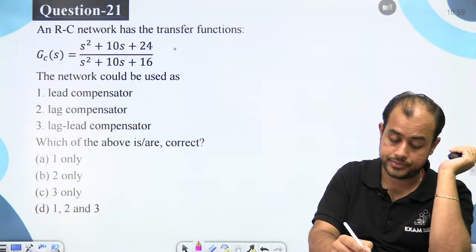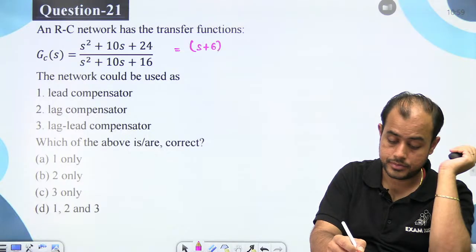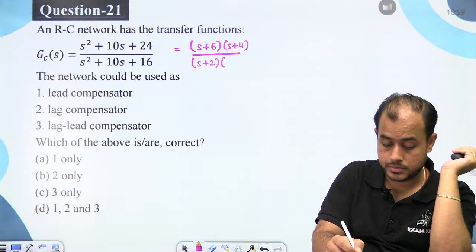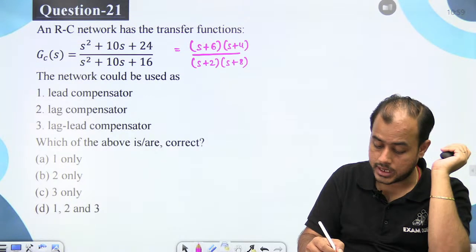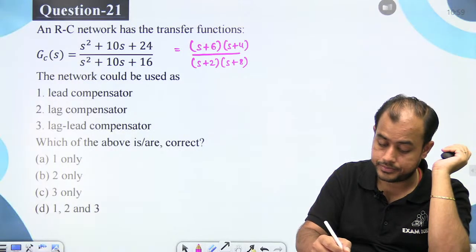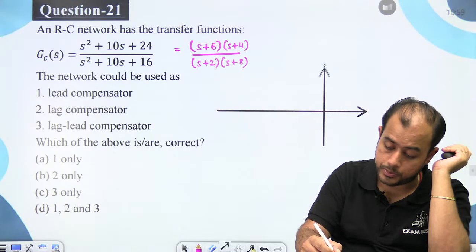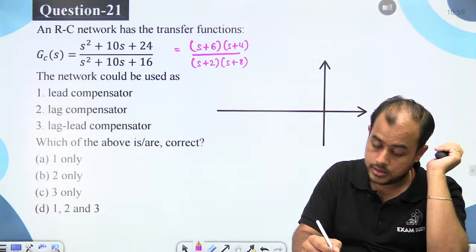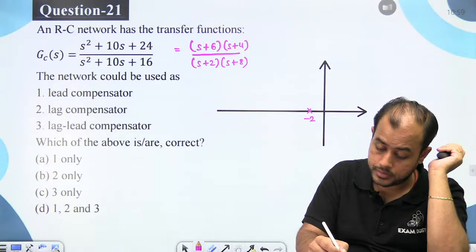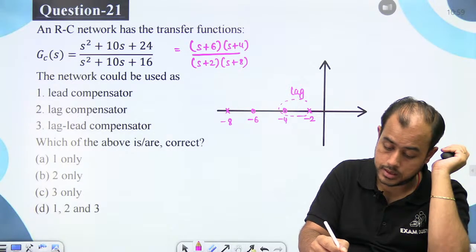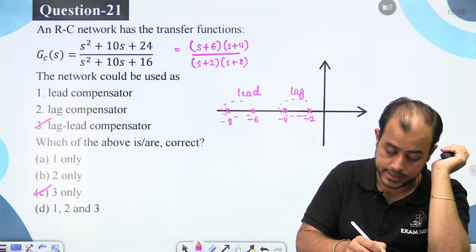ESE 2016. So now beta, if we plot the poles and the zeros, there are total of 4 poles and zeros. So pole is at -2, -4, lag, lead. So lag, lead, compensator, C.